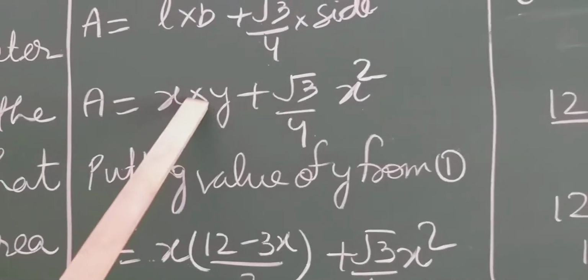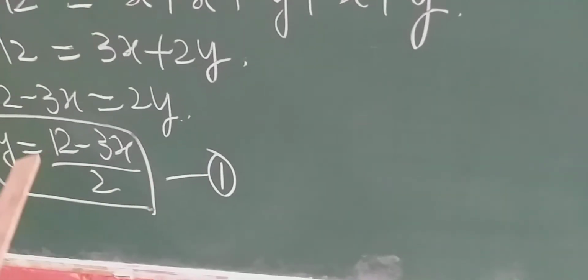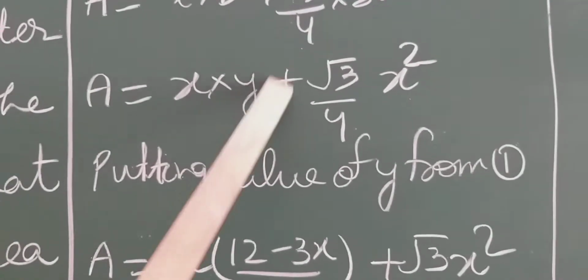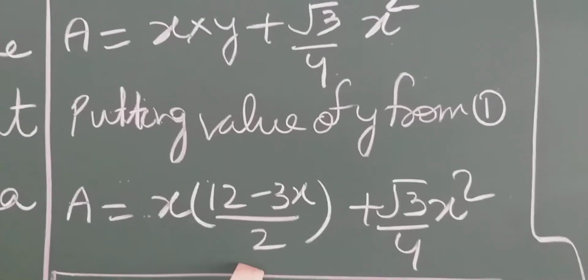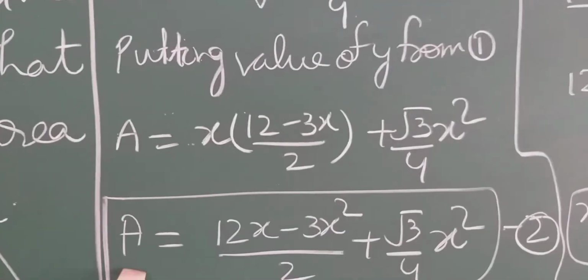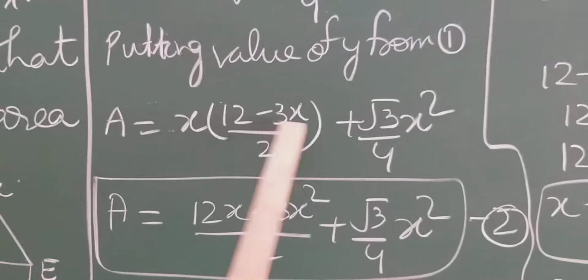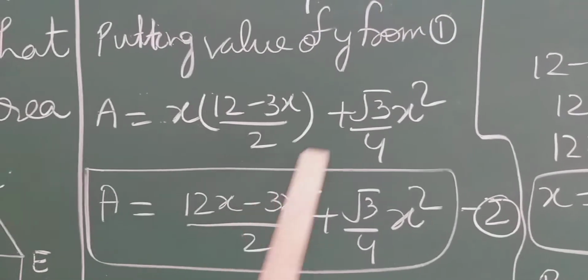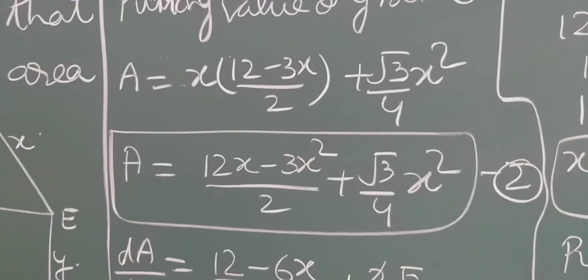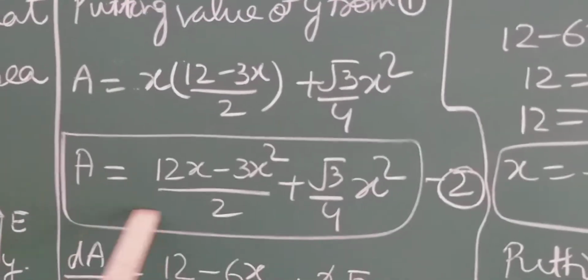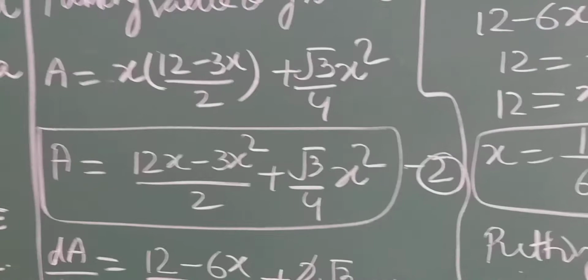Now we are going to put value of y from equation number 1. This is equation 1, (12 minus 3x) upon 2. So at the place of y, we can put (12 minus 3x) upon 2. Okay, so area equals to (12x minus 3x square) upon 2 plus root 3 x square upon 4. So this is the area. This is equation number 2.